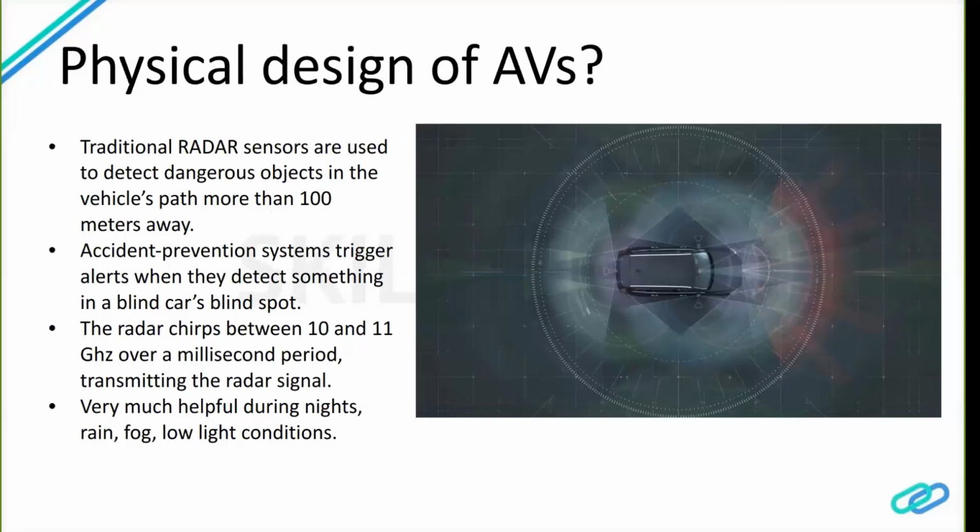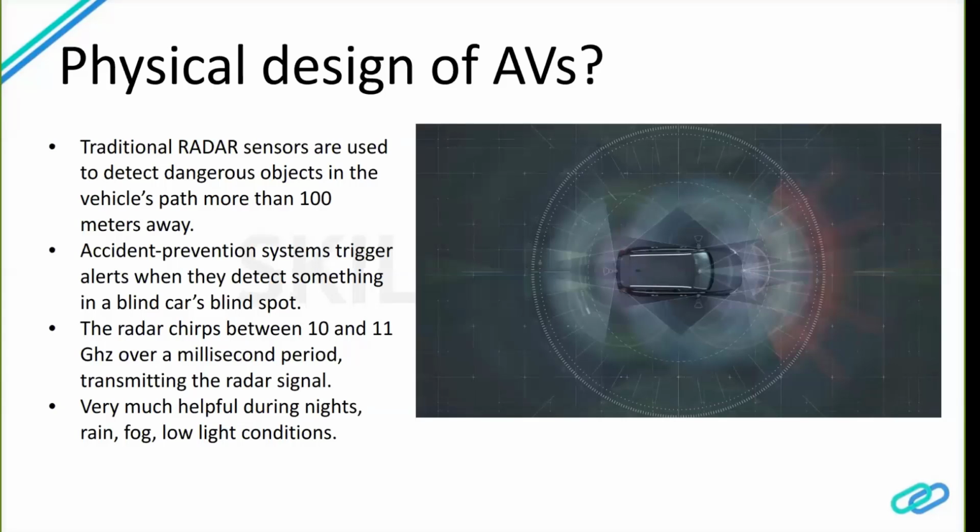So in order to do such things, we need to have radars, and accident prevention systems. So that's the primary intention of having a radar. We need to prevent accidents. And the radar chirps between 10 to 11 gigahertz over a millisecond period. This particularly depends on the kind of radar we are using. If it's a short-range radar, we'll have a different kind of frequency. But if it's a long-range radar, we'll have almost 10 to 11 gigahertz over a millisecond, which is pretty fast.